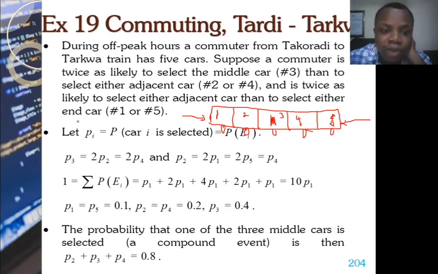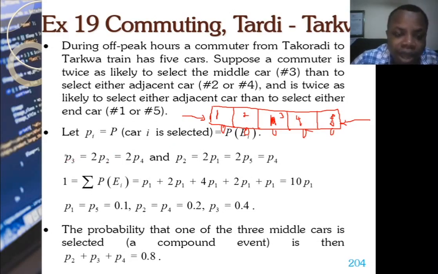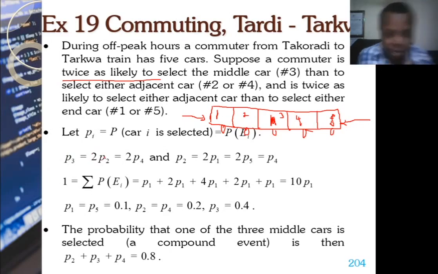So suppose that we let P represent the car that is being selected. So we have the probability of car 3, that is the commuter selecting car 3. And remember from the statement that he's twice as likely to select the middle car. So meaning the probability of him selecting car 3 is equal to twice the probability of him selecting what?